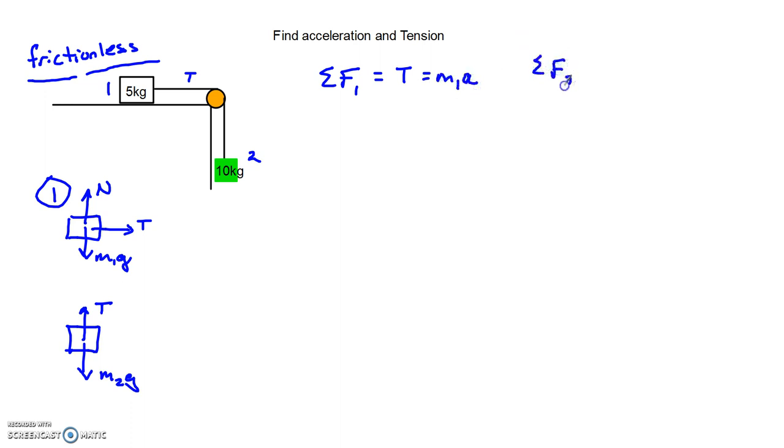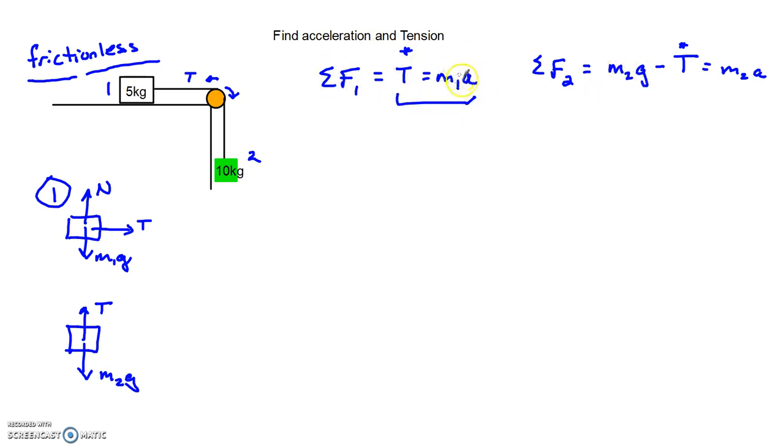The sum of forces on object 2, you have M2G minus T. And again, it's that clockwise thing. The M2G is our positive force because it would make this thing rotate in a clockwise fashion. And the tension is the negative force because it would make it rotate counterclockwise. And that equals M2A. Basically, your tensions have to have opposite signs in these equations. So make that happen.